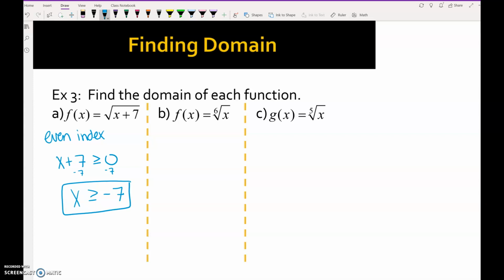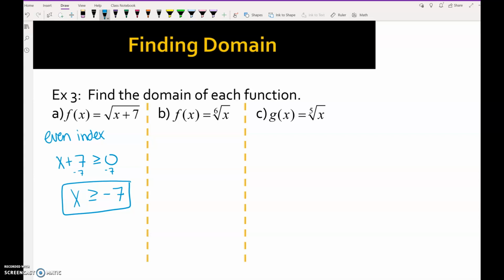This means if you choose an x value bigger than -7, this function works. If I were to choose -10, -10 plus 7 is -3. We can't do the square root of -3. You can't do the square root of negative numbers. You can't do the 4th root of negative numbers. You can't do the 6th root of negative numbers.